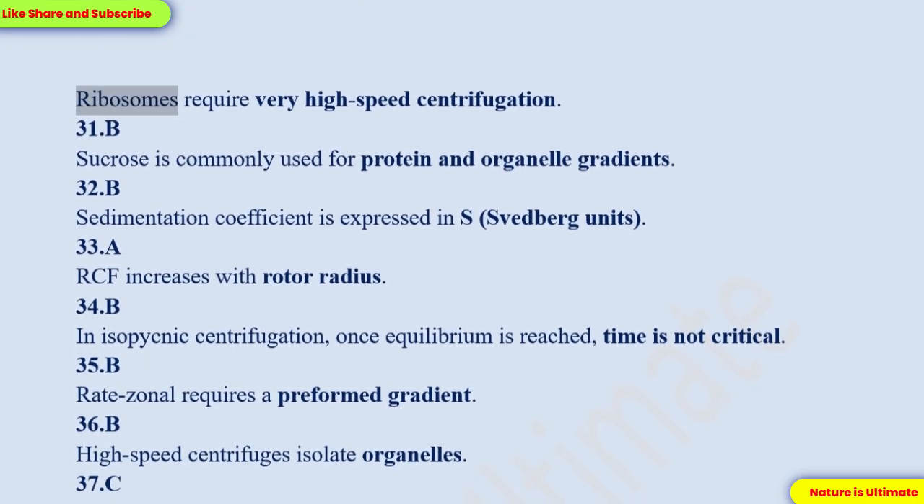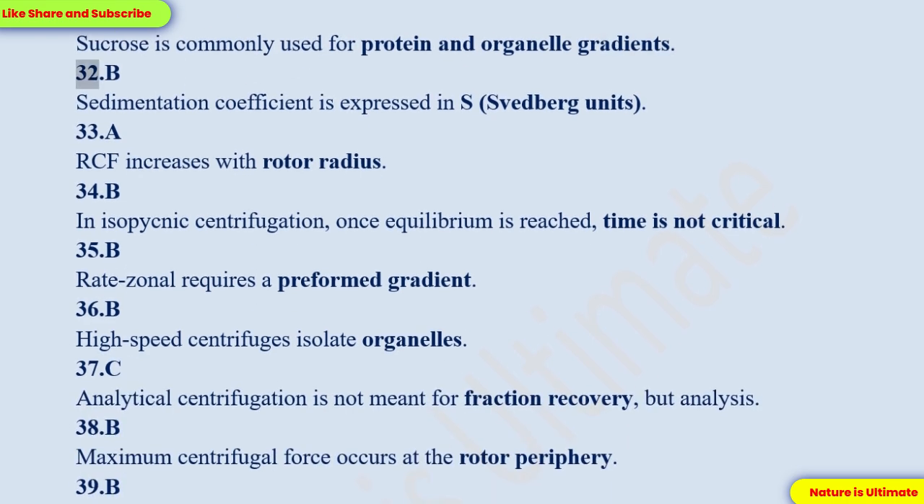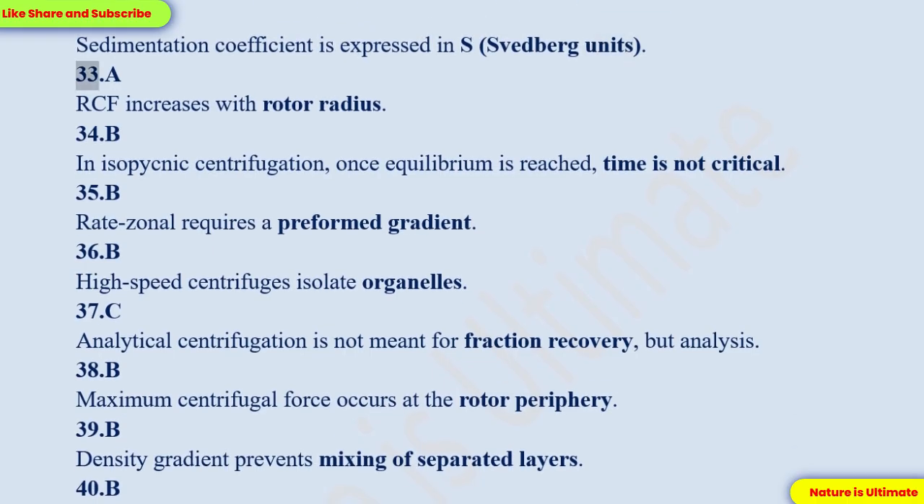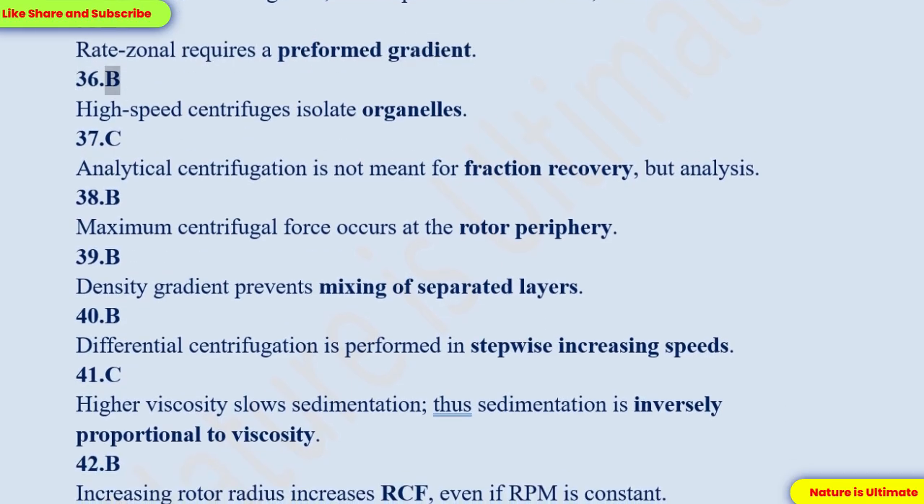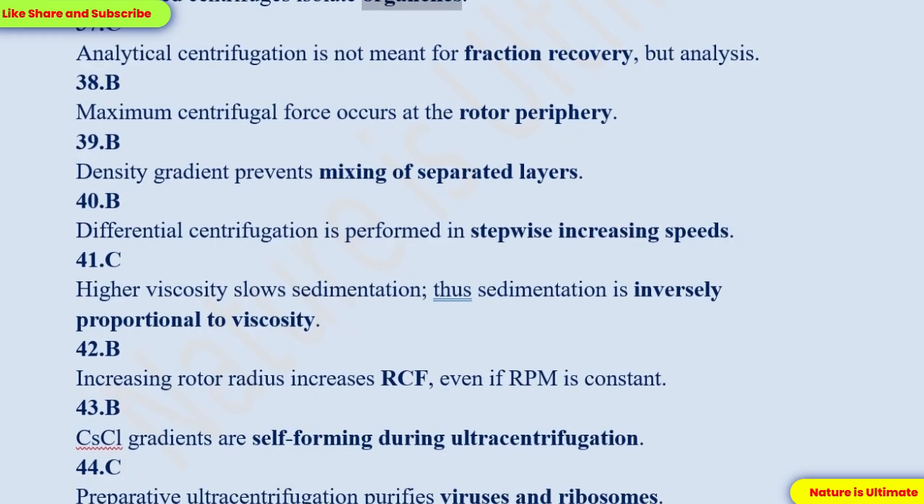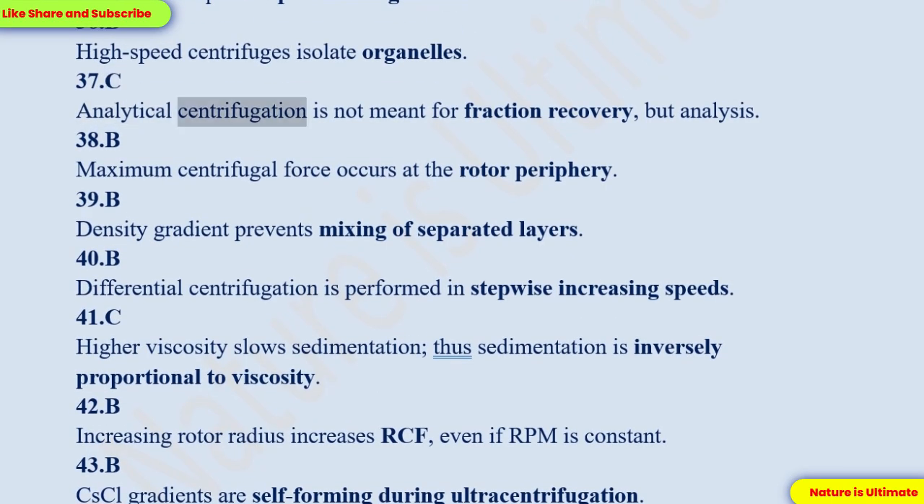30b. Ribosomes require very high-speed centrifugation. 31b. Sucrose is commonly used for protein and organelle gradients. 32b. Sedimentation coefficient is expressed in S, Svedberg units. 33a. RCF increases with rotor radius. 34b. In isopycnic centrifugation, once equilibrium is reached, time is not critical. 35b. Rate-zonal requires a preformed gradient. 36b. High-speed centrifuges isolate organelles. 37c. Analytical centrifugation is not meant for fraction recovery, but analysis.